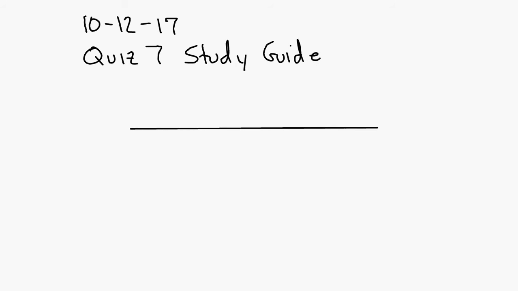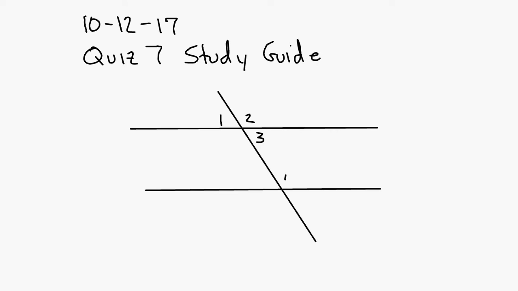Alright, this is the quiz 7 study guide. Problems 1 and 2 are coming from a couple weeks ago. We talked about angle pairs. Alright, so let's review here a little bit.